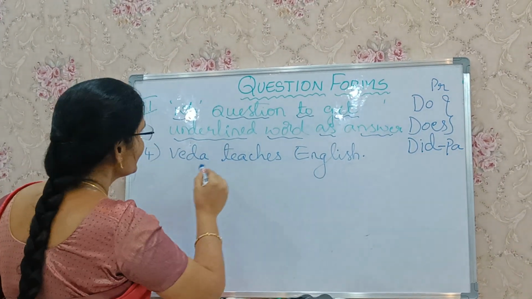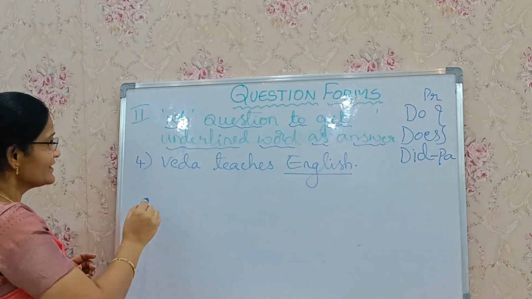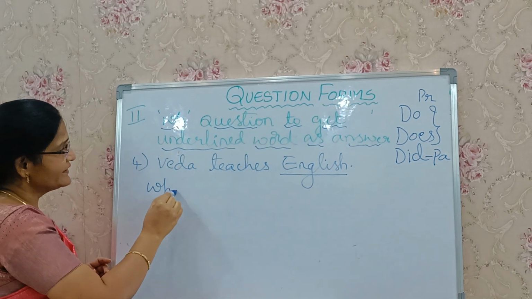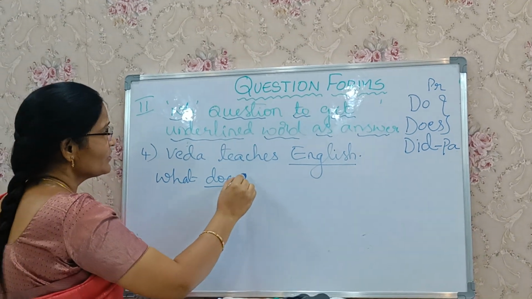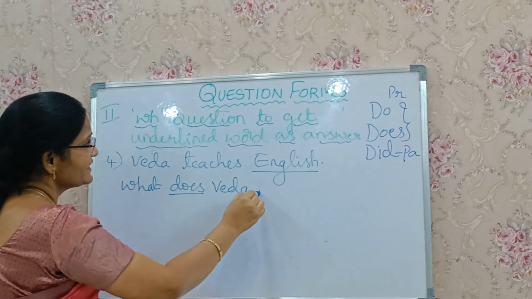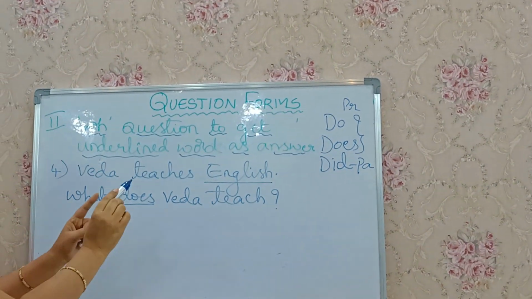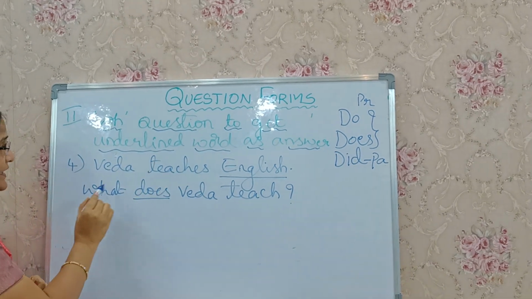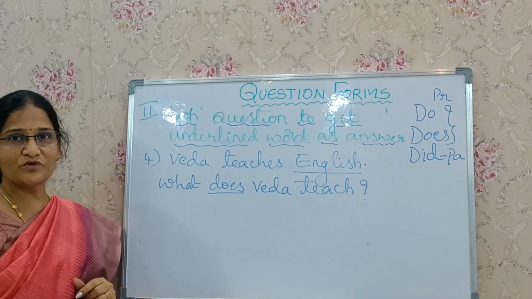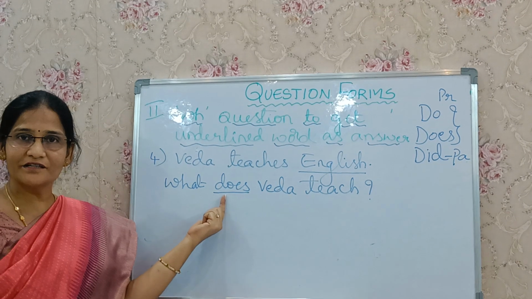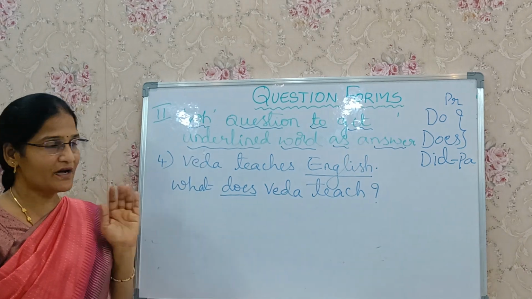What rule here it is? Okay, Veda teaches English. So here I underline English. Then what can I write here? What does? Since it is present, I am using does. What does Veda teach? Veda teaches English. Suppose I write what does Veda teaches? Grammatically that is wrong. We are not supposed to write like that. Here the singular form is already taken by does, so now the base form of the verb itself we have to use.